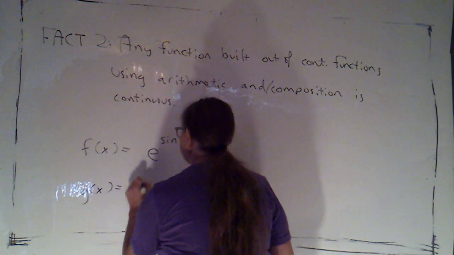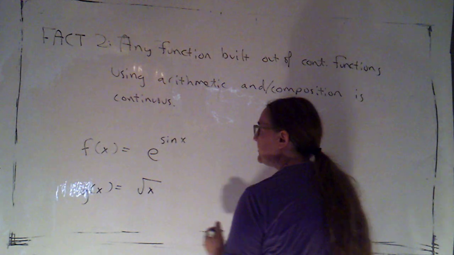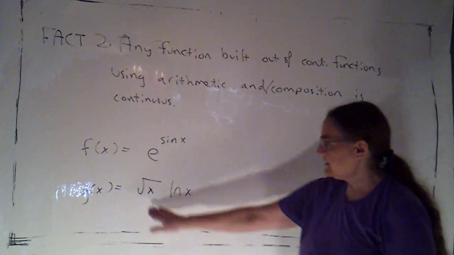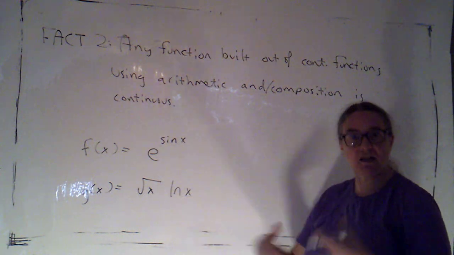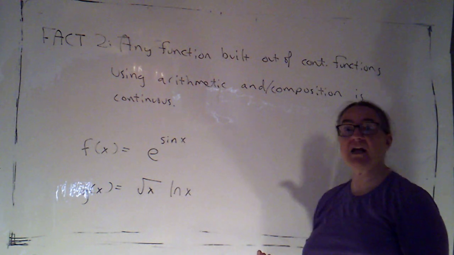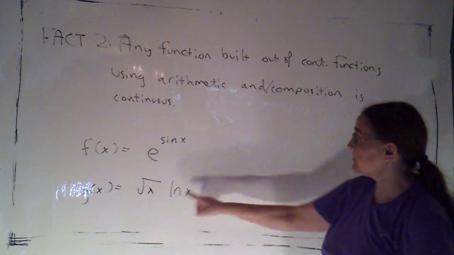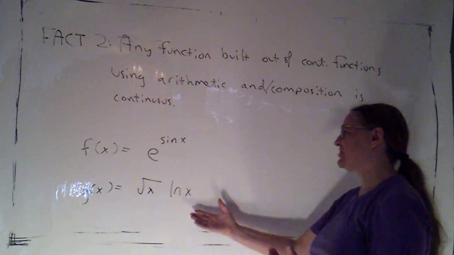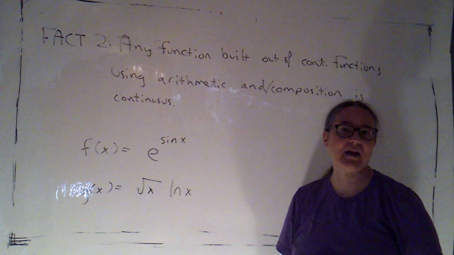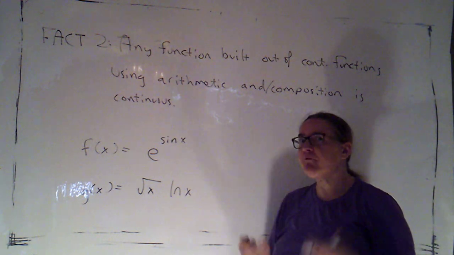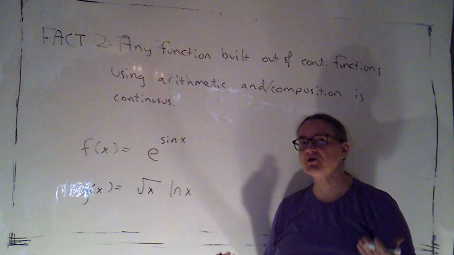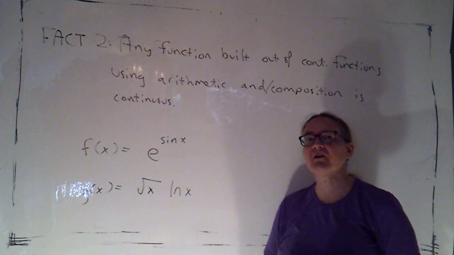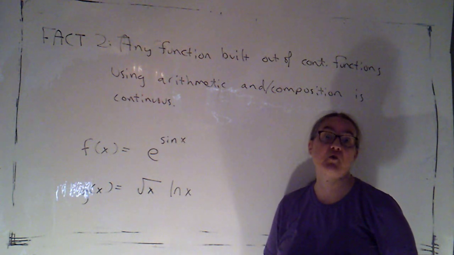g of x equals the square root of x times the natural log of x. That's a root, that's a log. Each of those is continuous on their domains. Here I connected them with arithmetic. I connected them by multiplying them together, but this function is continuous on its domain. So essentially, if we work with the functions that we're used to working with, the interesting limits are going to appear at points that are not in their domain.